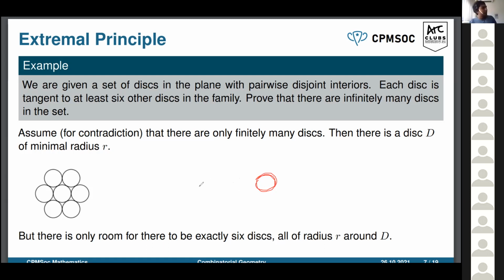Okay, there's a disk of minimal radius R. We want to place 6 more disks tangent to this smallest disk over here. But remember, since this is the smallest disk, all the disks surrounding it must be at least as large in radius. Maybe place 1 circle here, and say we attempt to place 6 circles.